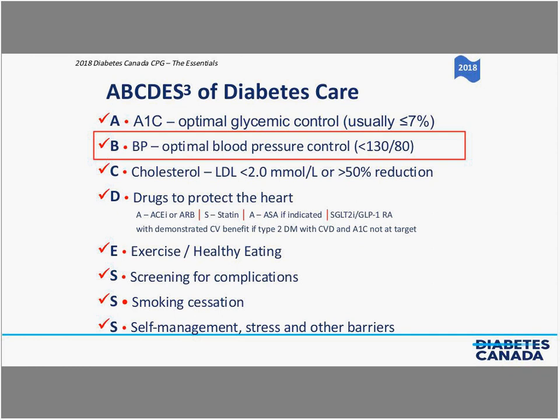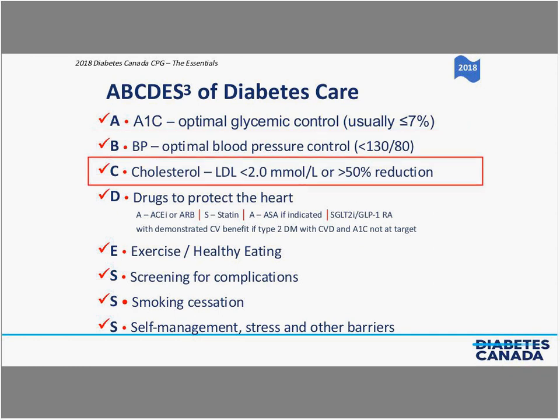The cholesterol guidelines haven't changed either, recommending aiming for an LDL cholesterol of less than 2, and statin therapy in patients over the age of 40 across the board. So a fairly blanket recommendation for statin therapy for all people with diabetes over the age of 40, and starting earlier potentially in people with higher risk levels.